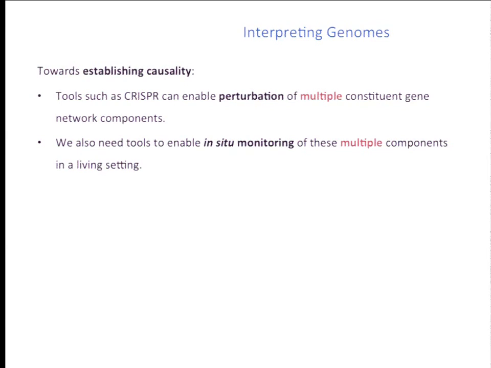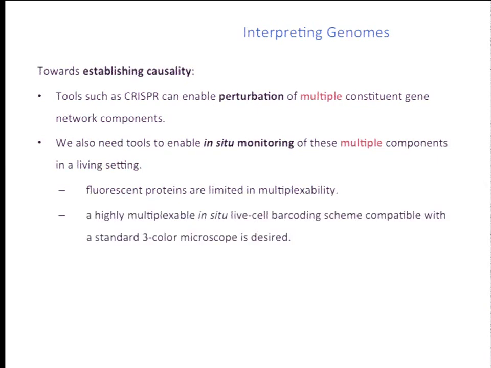So can we make new tools in the direction of being able to do very heavily multiplex in situ monitoring? And traditionally, this has been done in the context of fluorescent proteins, but they are limited in multiplexability. So we ideally want a new system that is still compatible with a standard 3-color microscope, but can be much more multiplexable and be used for a sort of live cell barcoding scheme. And in this direction, the solution again came from DNA binding proteins in many ways.